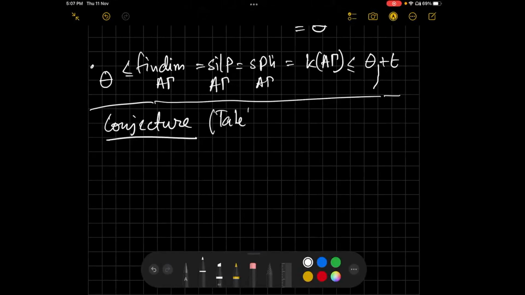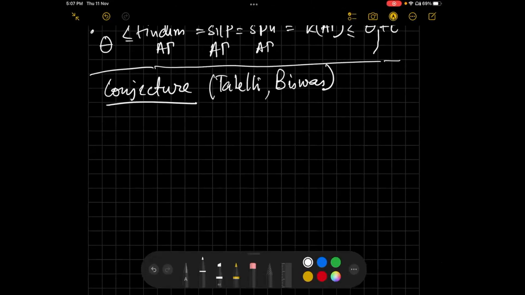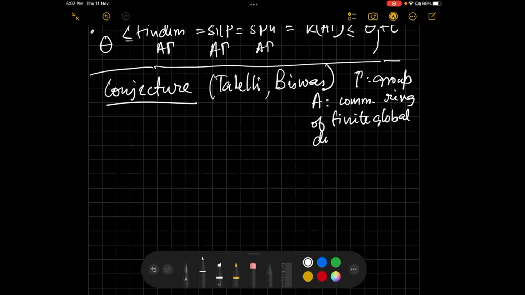So Olympia Telleli made it over Z, then I made it over any commutative ring. So the conjecture goes like this. Again, gamma is a group, any group, and A is a commutative ring of finite global dimension. Then the following should be equivalent.